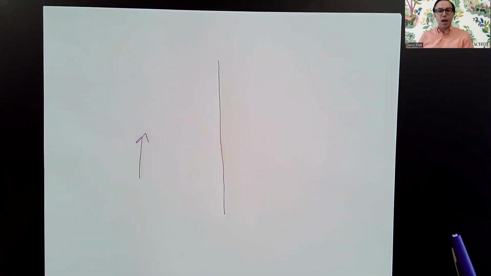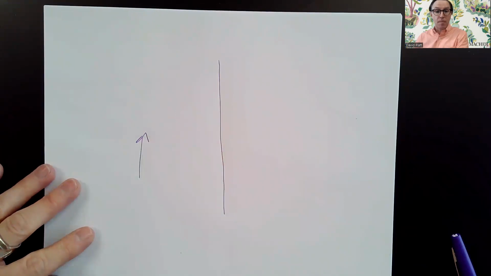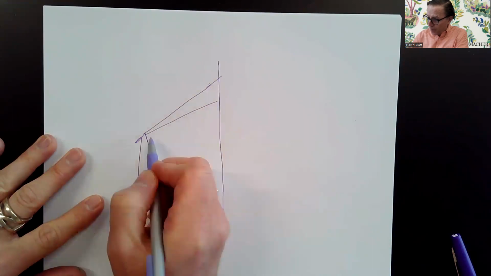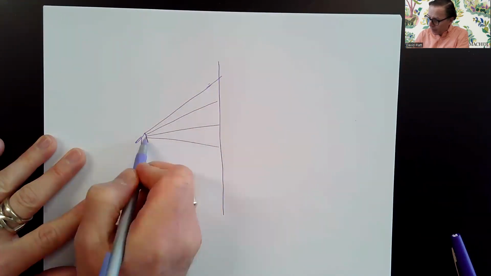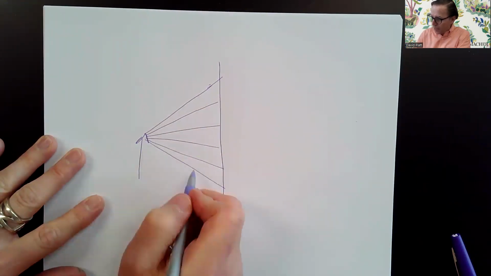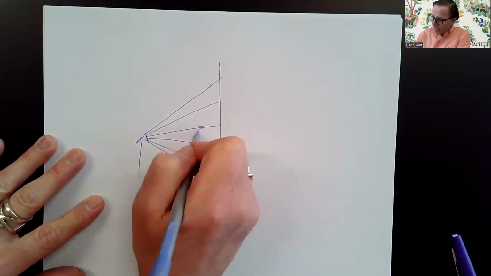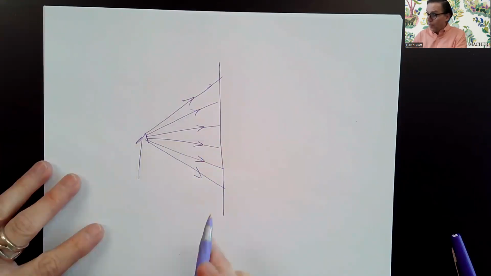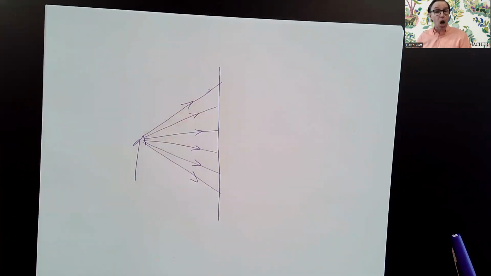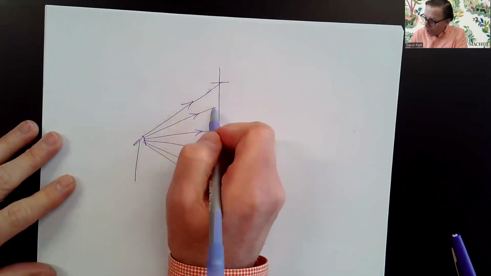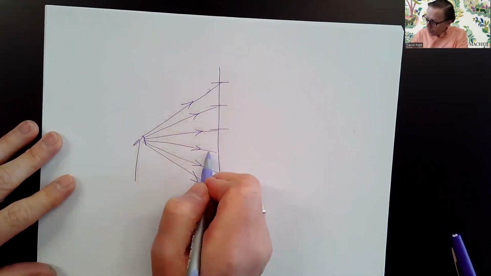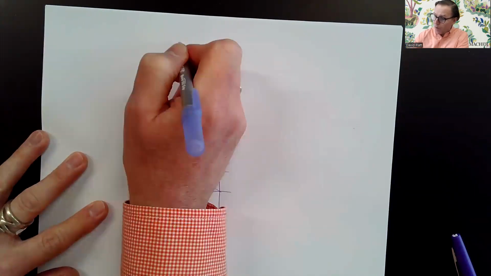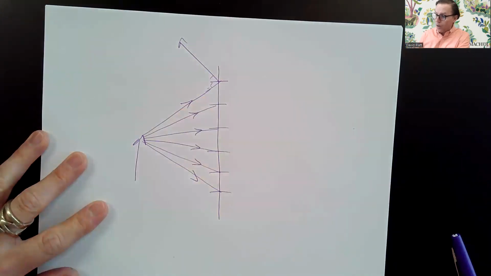And as always, this object is going to produce a bunch of rays. So here's a ray, here's a ray, here's a ray. Lots and lots of rays. And I'm going to draw arrows to indicate that the light is traveling that way. And then when the light gets to the mirror, we're going to follow the law of reflection. And we talked about the law of reflection in a previous video. To talk about the law of reflection, I need a normal, and then I just follow the law of reflection so that these two angles are congruent.